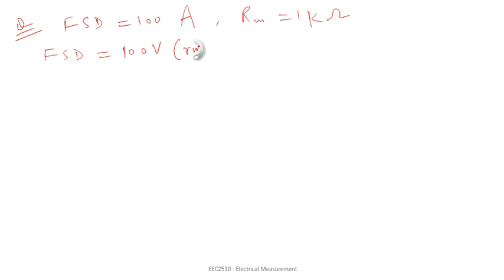A PMMC type instrument with the full scale deflection of 100 microampere and meter resistance of 1 kilo ohm is to be employed as an AC voltmeter with full scale deflection of 100 volt, that is RMS. Okay, so this is about the voltmeter.